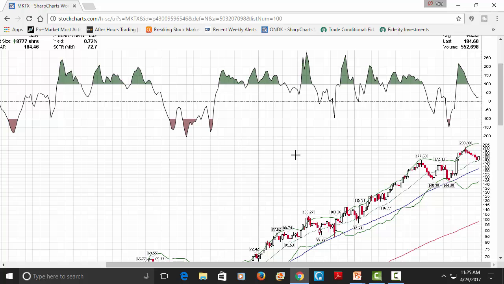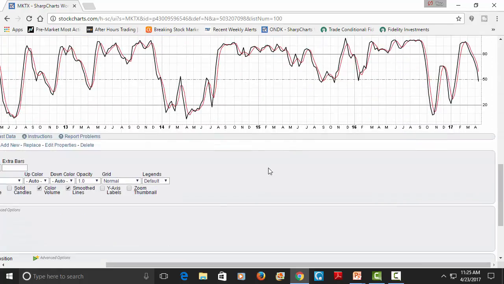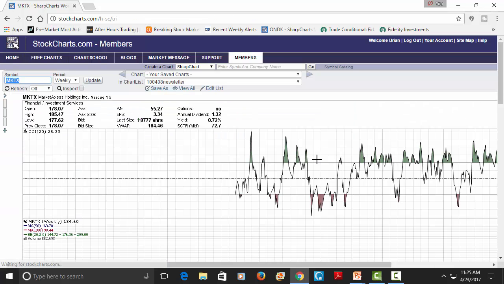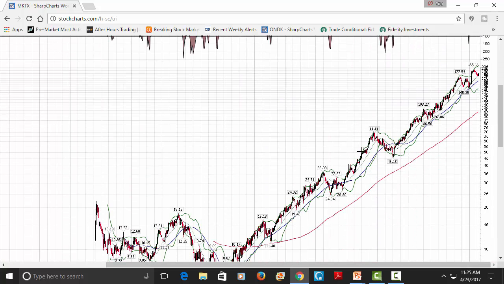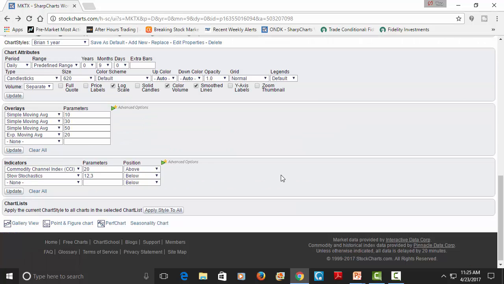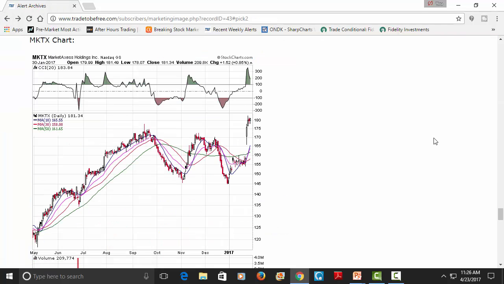In this case, MKTX is making all-time highs. It looks like all-time highs. I haven't gone back 15 years or more yet, but that may be all-time highs. Let's see if we go back further. Yes, we can see that we're making all-time highs. So it's a very good long-term uptrend on the stock, and that's what we want to see prior to entering the trade or even putting it on our watch list.